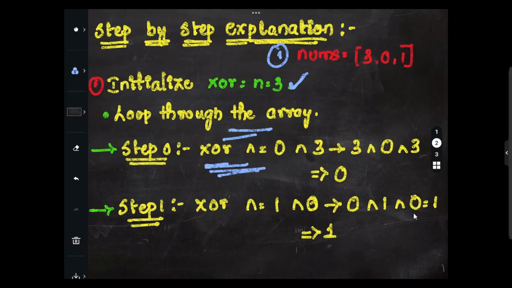Just give me a second. Did I do anything wrong here? No, right? So this is fine. So first we have here 3, 0, 3, right? So we have here 3, 0, 3.